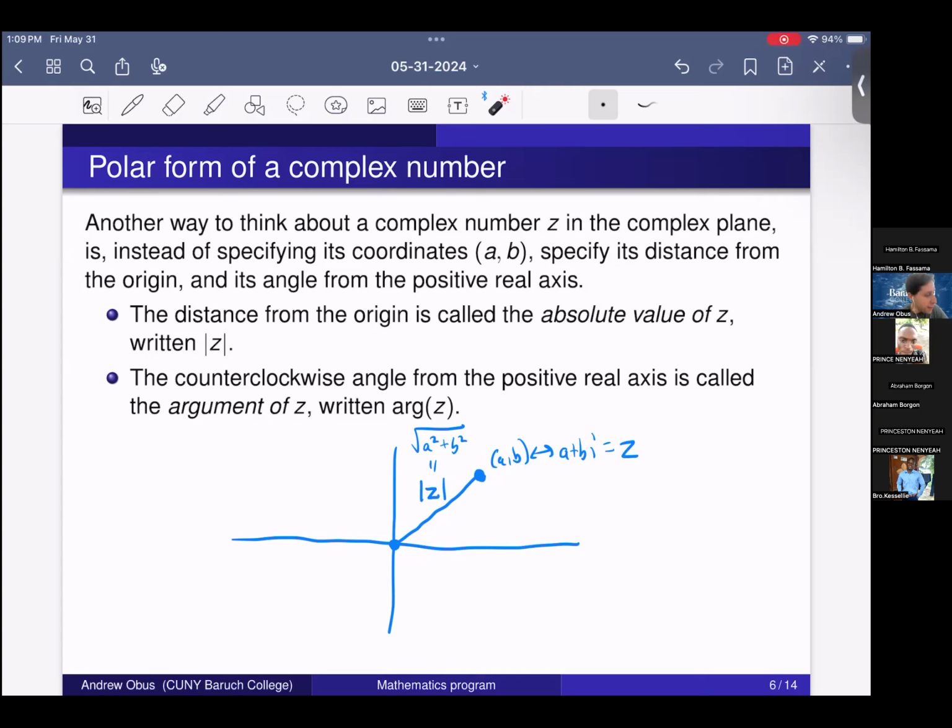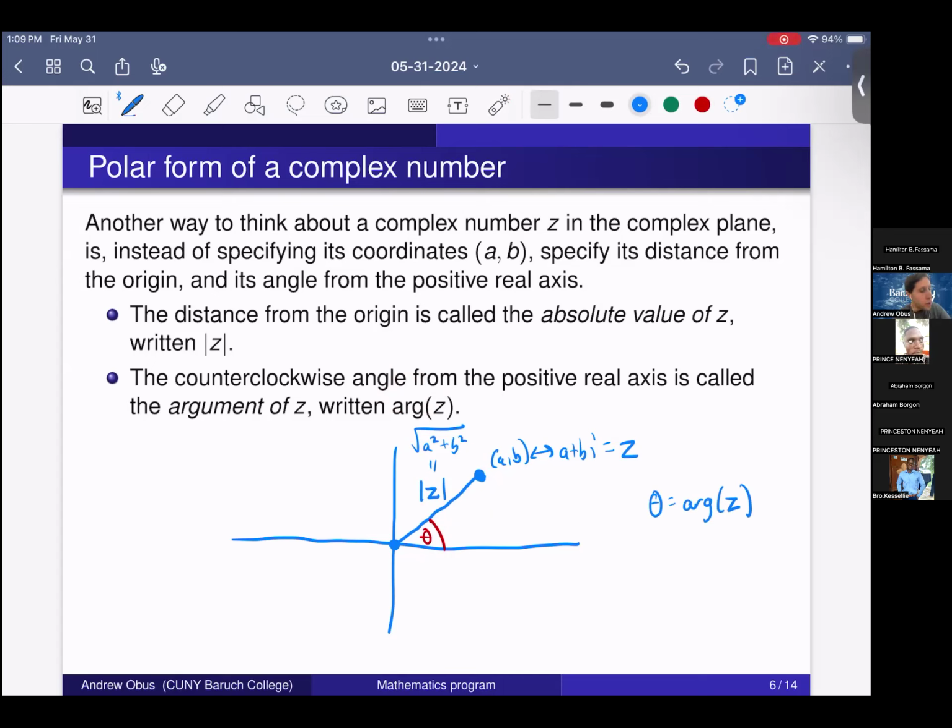Now there's a second thing, which is called the argument, and that's the counterclockwise angle from the positive real axis. So if I look at this angle theta here, that angle is called the argument. Here we would write that theta is equal to arg of z. And we generally write this argument in radians. We always do this in radians.